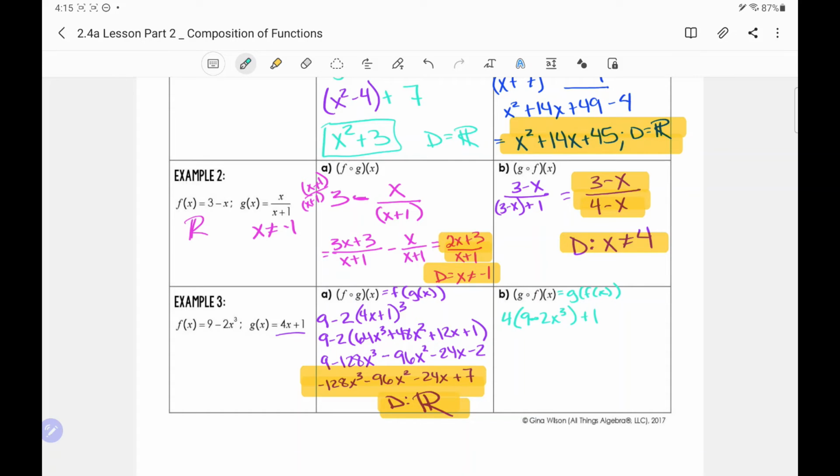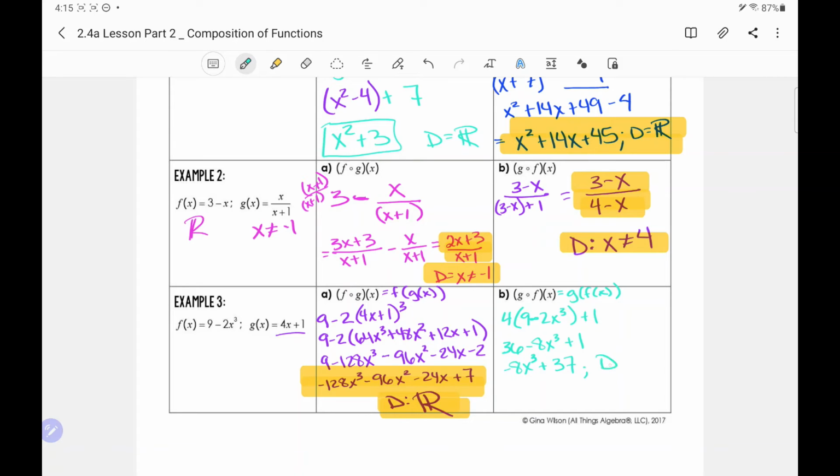And I can just go ahead and do the algebra. I can distribute the 4. So there we've just distributed the 4. Now the last thing is to combine like terms. I've got negative 8x cubed. That's not going to get combined with anything. But the 36 plus 1 is going to become 37, because those are both constant terms. So I've got negative 8x cubed plus 37.